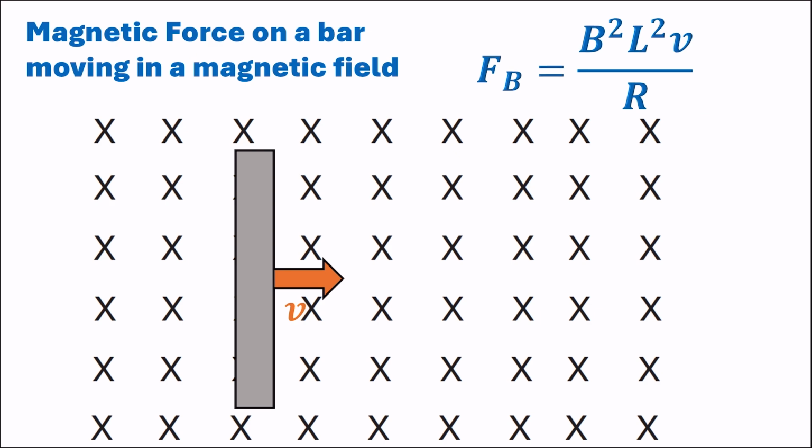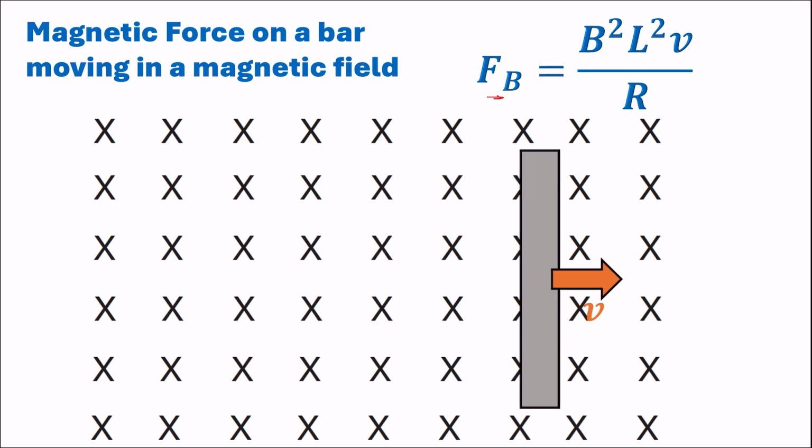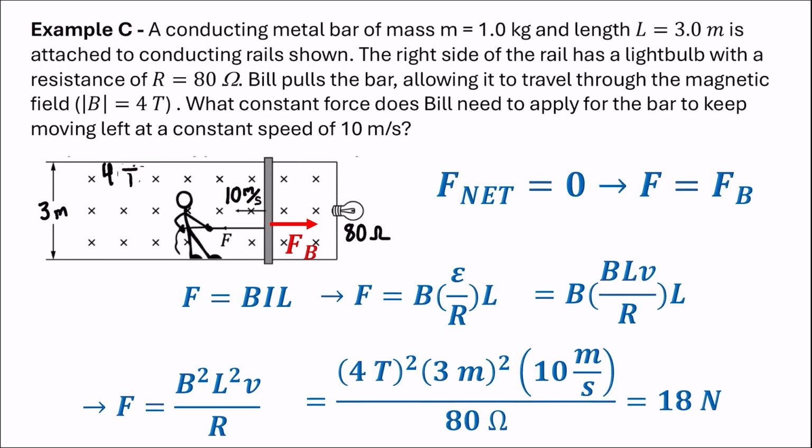And that expression gives the general formula for the force on a bar being moved through a magnetic field. It's field magnitude squared times length squared times velocity of the bar over resistance of the bar. And when I plug in numbers here, I get that both the force the guy is pulling at and the magnetic force, because they're equal, equals 18 newtons.